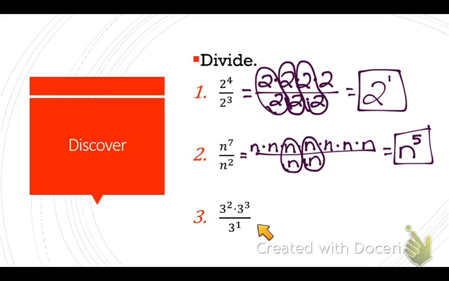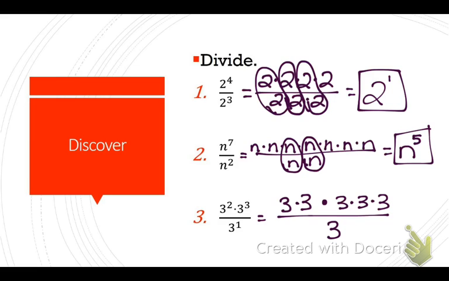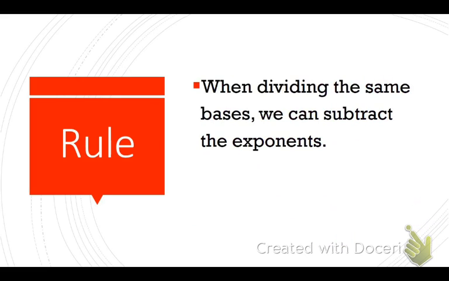Similarly, going to copy down the third one and see if I can develop a rule. So recognizing 3 divided by 3 is a 1, and you're left with 3 to the 4th. See if you can come up with a rule on your own before I tell you it. Rule: when dividing the same bases, we can subtract the exponents.